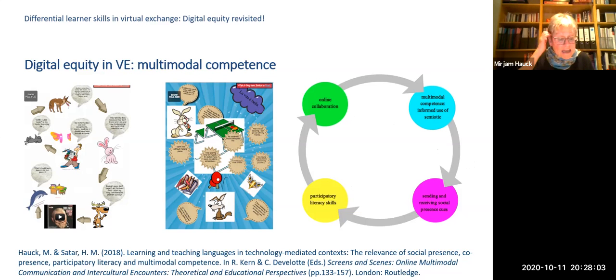And Müge and I have also observed differential skills in multimodal competence and meaning making. In our 2018 study, when virtual exchange participants were asked to design posters to represent their patterns of participation based on Simon's metaphors of animals, these were some of the results.